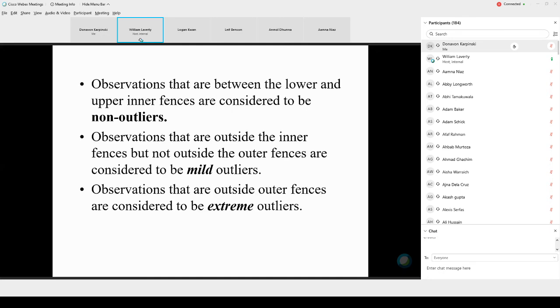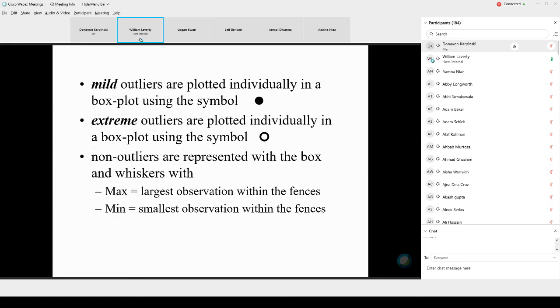The observations that are between the lower and upper inner fences are non-outliers. Observations that are outside the inner fence, but not outside the outer fences, are mild outliers. Observations that are outside the outer fences are extreme outliers. You plot the outliers with a single symbol. I'll plot them with a solid dot. So the mild outliers with a smaller dot, extreme outliers with a circle, and the non-outliers are going to be represented by a box whisker plot.